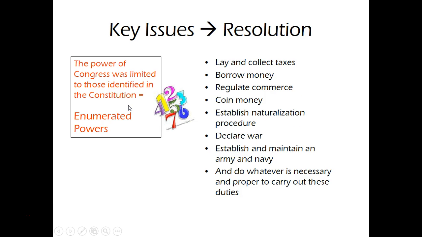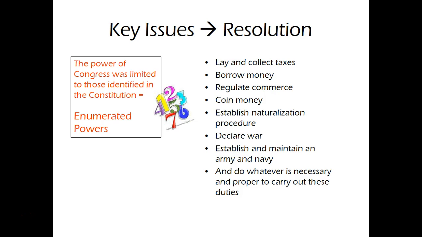All right, issue number 4. So many people were still fearful of a central government that was too powerful. Remember, they just came out of the American Revolution where they were fighting Great Britain, who had a king, a whole monarchy that was taking away their rights. So they don't want that to continue. But they need a government that's still powerful.